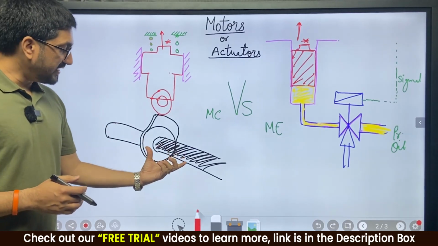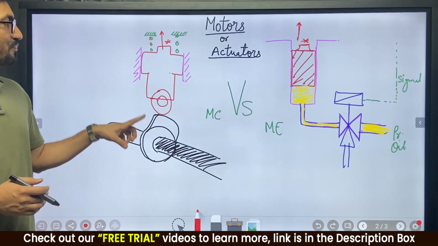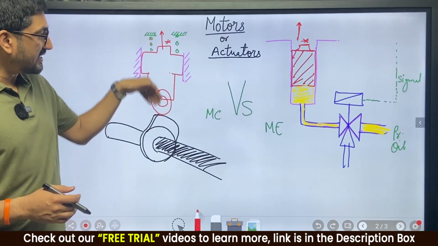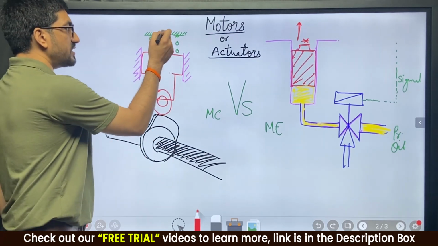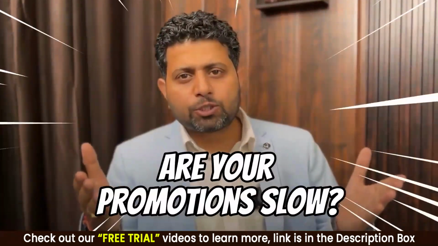Now what was this arrangement? This arrangement was to get a reciprocatory motion. So you just focus here. What is happening here?